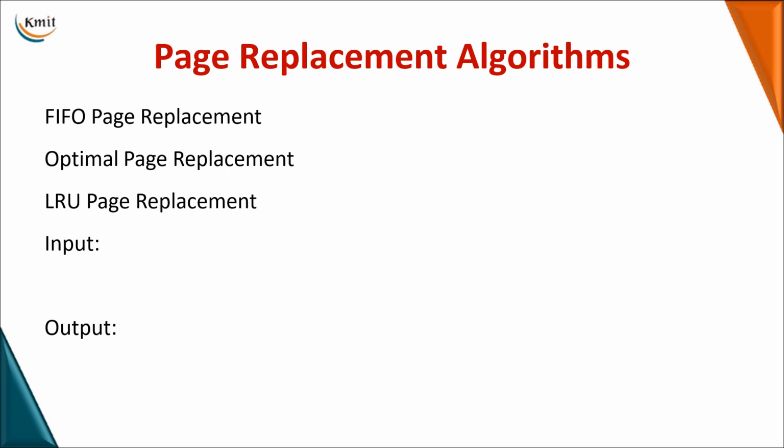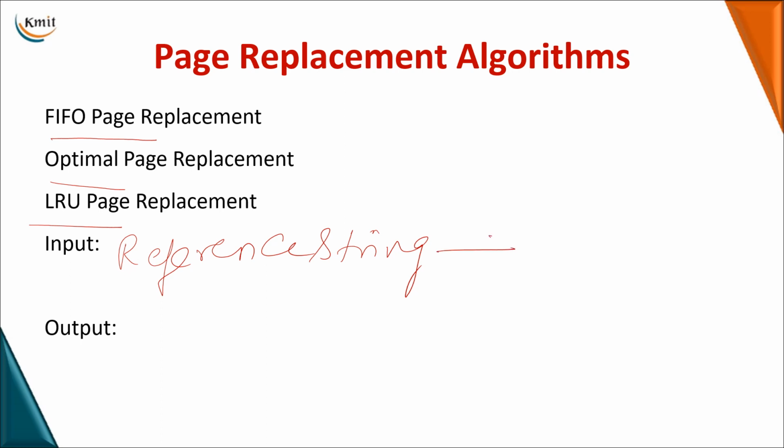So for that we have three algorithms: first in, first out, optimal, and LRU. For any of these algorithms, you need to provide some input. The input provided for page replacement algorithms is your reference string. A reference string is a collection of pages, the pages which are being referenced in order.